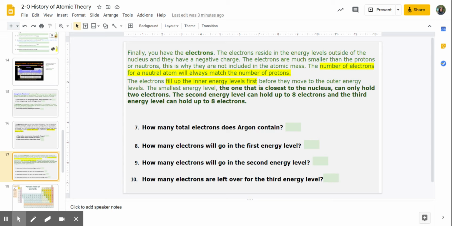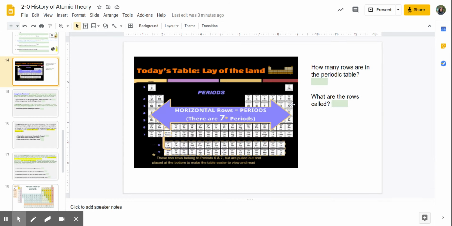And let's read on. The number of electrons for a neutral atom will always match the number of protons. The electrons fill up the inner energy levels first before they move to the outer energy levels. The smallest energy level, the one that is closest to the nucleus, can only hold 2 electrons. The second energy level can hold up to 8 electrons, and the third energy level can hold up to 8 electrons. So if you look at argon, argon has the atomic number of 18, which means that it has 18 protons and 18 neutrons.